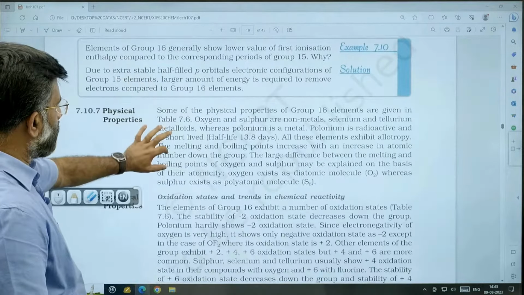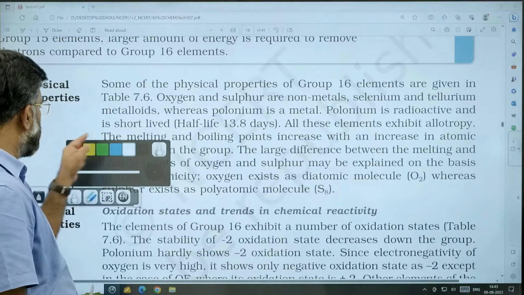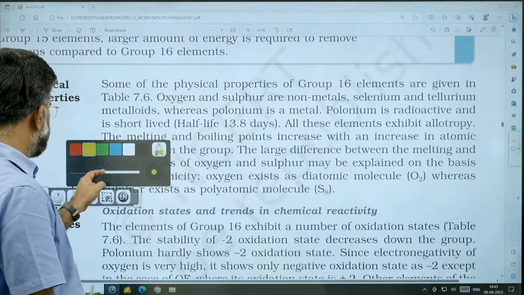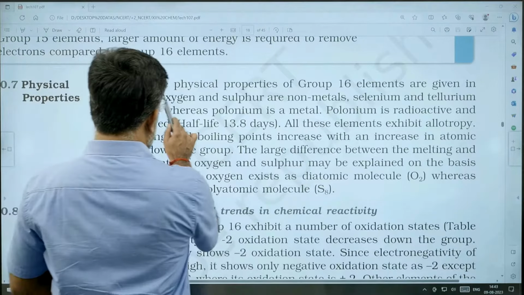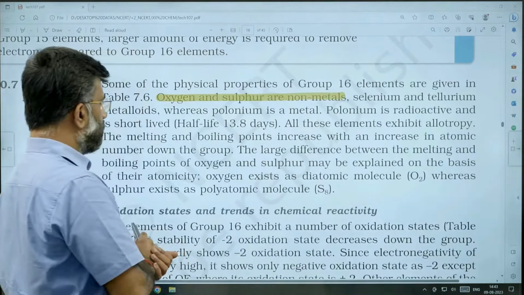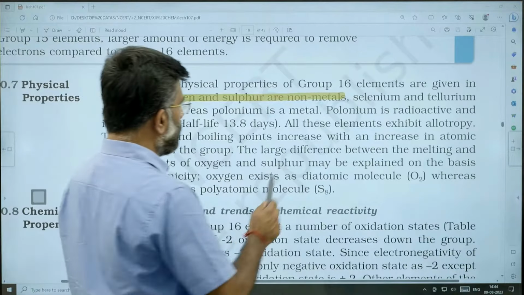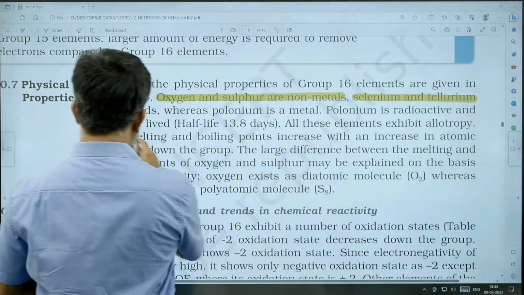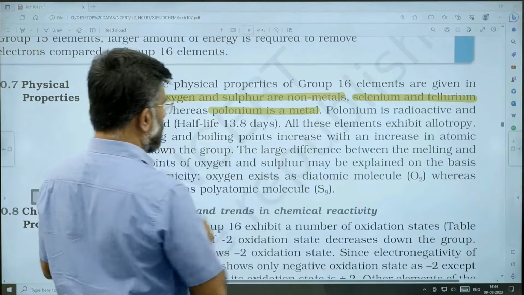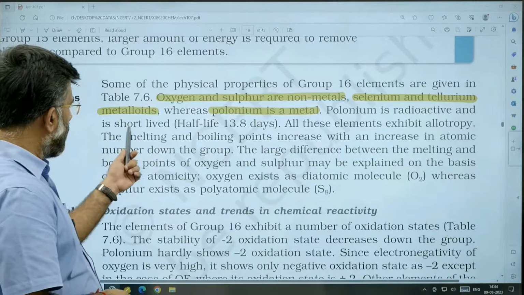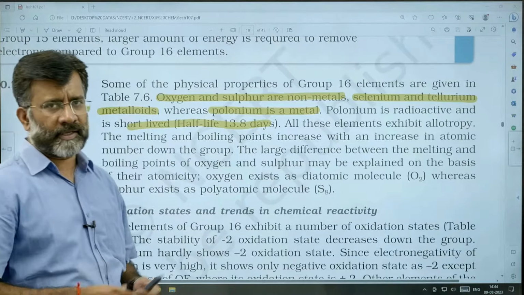Now physical properties. There are some important points in the physical properties of group 16. All of us know oxygen and sulfur are non-metals, while selenium and tellurium are metalloids, semi-metals. Polonium is a metal. Polonium is radioactive with a short half-life, 13.8 days.